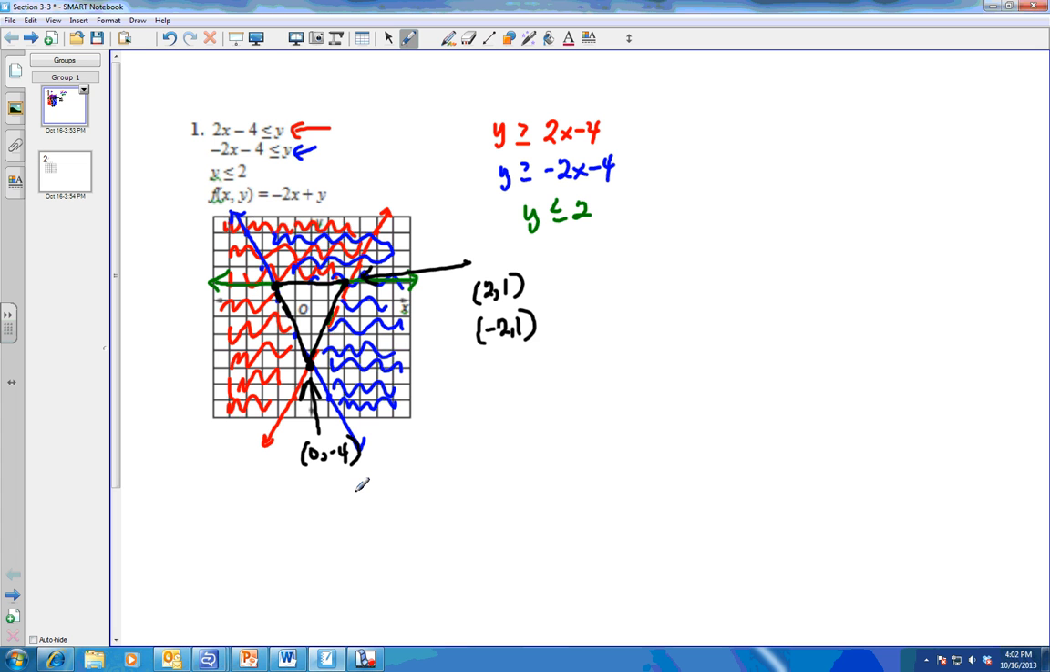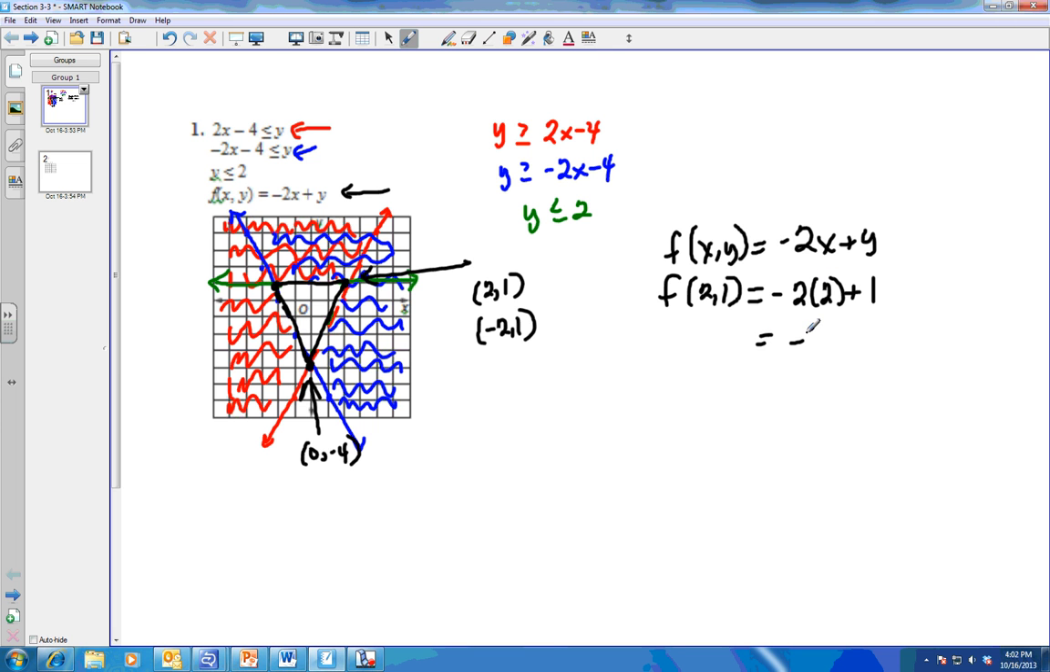So now what they want me to do is take each of these ordered pairs and plug them into this equation. I'm going to write that down: f of x, y equals negative 2x plus y. So let's try this first point, 2, 1. I'm just going to say f of 2, 1 equals negative 2 times x, and x is 2, plus y, which is 1. Negative 4 plus 1, so that answer is negative 3.